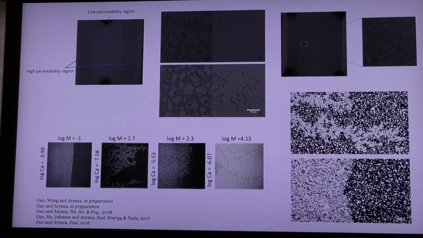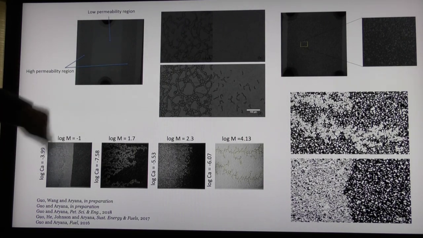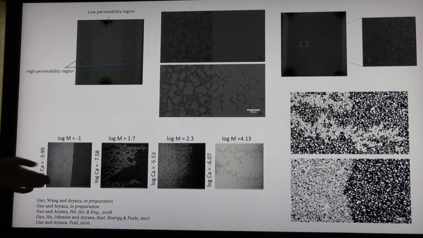Okay, so we use this capability to ask and answer different questions. And there are a few examples. One is trying to understand the interface, how the interface evolves as a function of the properties of the fluids. If you're pushing something into the medium that's relatively denser and more viscous than what's in there, the displacement front is relatively sharp and nice.